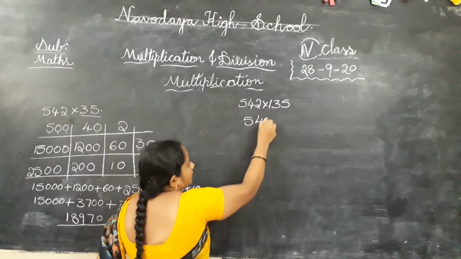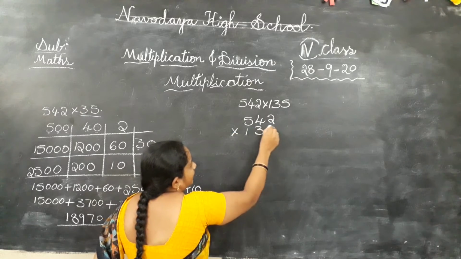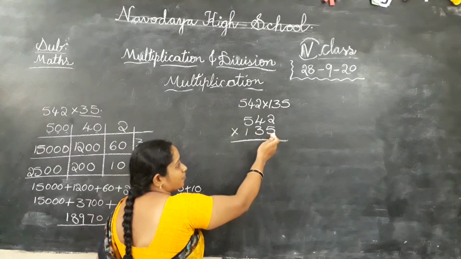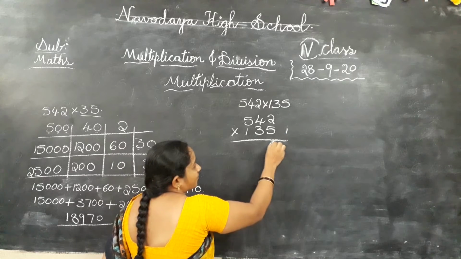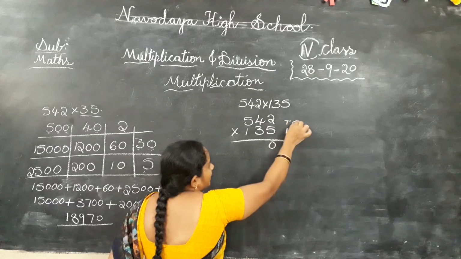Column multiplication means 542 into 35. So first come from ones place. So 5 into 2. 5 2s are 10. 10 is a 2-digit number. Tens place and ones place.